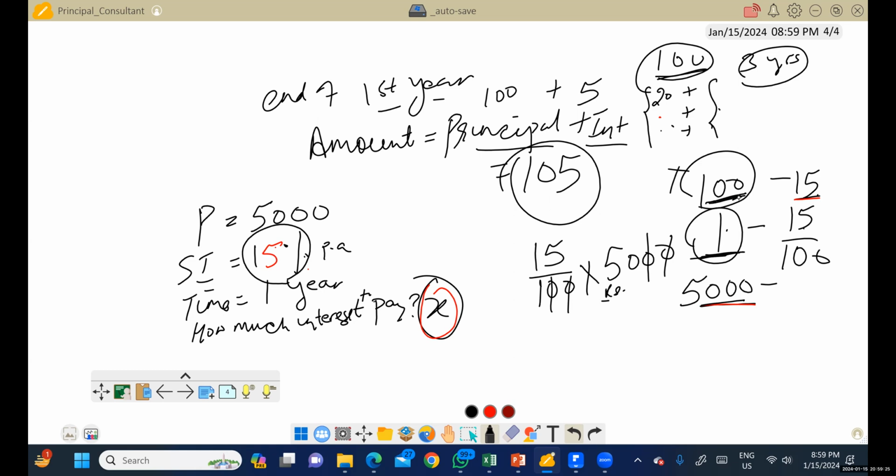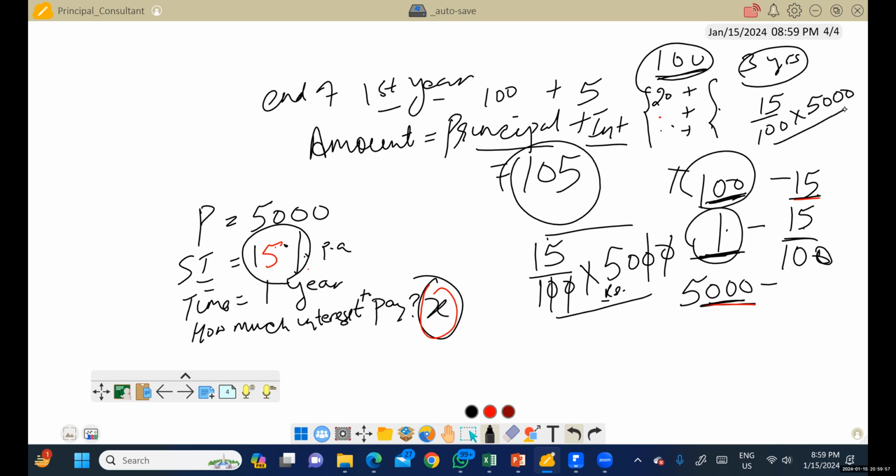Here out of 100, we pay 15 rupees interest. For 1 rupee, definitely I will pay less. So 15 over 100. For 5,000, if I compare with this, I will pay more. So it is 15 over 100 into 5,000. It's the same thing that we did over here. So we can bring the answers with a different approach.